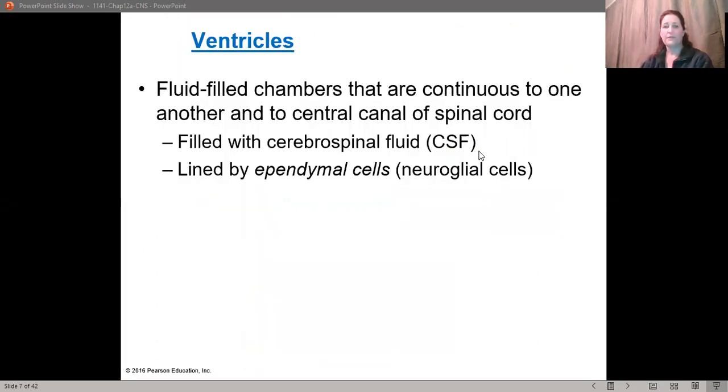Ventricles are fluid-filled chambers that are continuous to one another and to the central canal of the spinal cord. The brain requires a lot of glucose. It needs a very clean environment, so the waste will be taken away. It also requires a unique ion concentration. So the brain and the spinal cord get bathed in their own special fluid, and that is cerebrospinal fluid, and it will be produced in the ventricles and then circulated by ependymal cells, a specialized type of neuroglial cell.